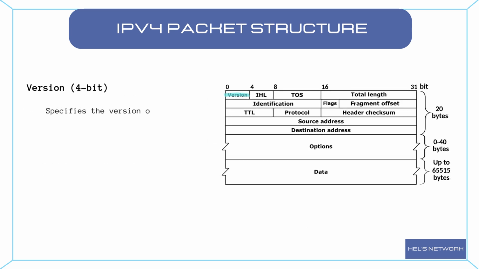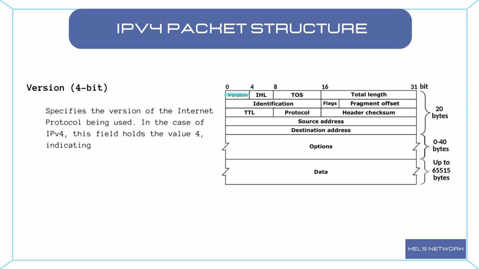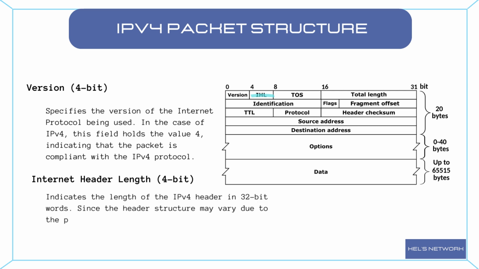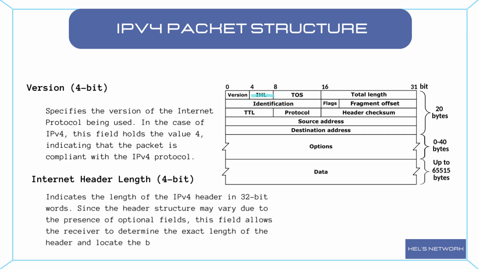The version field specifies the version of the Internet protocol being used. In the case of IPv4, this field holds the value 4, indicating that the packet is compliant with the IPv4 protocol. IHL stands for Internet Header Length. It indicates the length of the IPv4 header in 32-bit words. Since the header structure may vary due to the presence of optional fields, this field allows the receiver to determine the exact length of the header and locate the beginning of the payload.